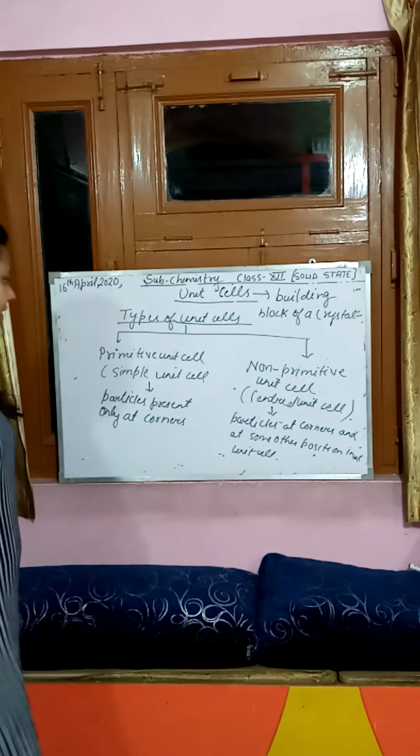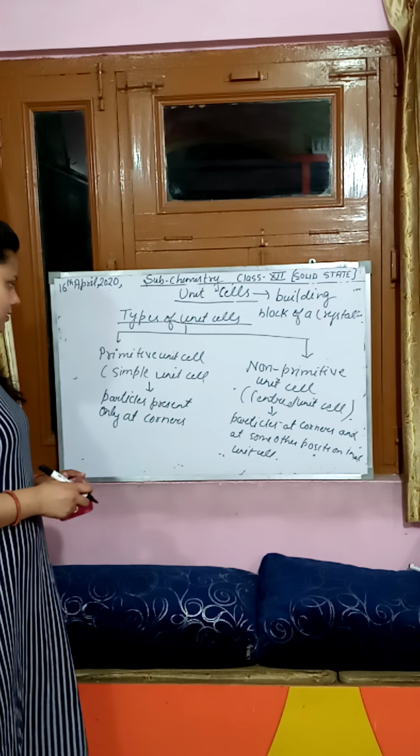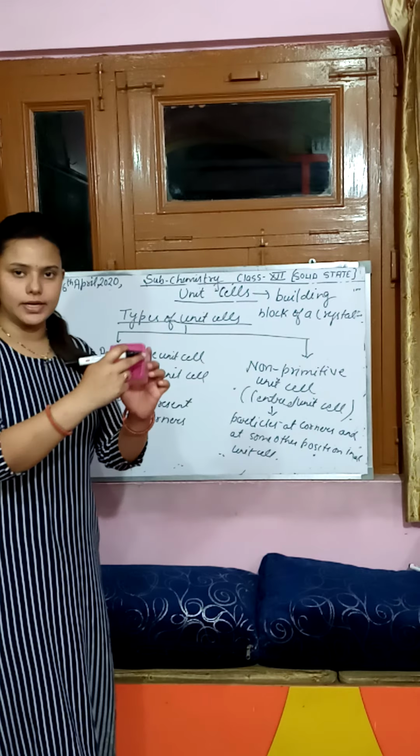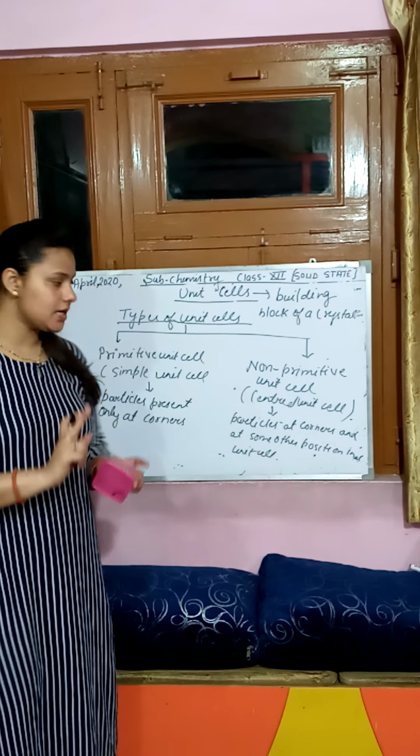So these are non-primitive and primitive unit cell. I hope it is clear to you. इसमें तो हमें कुछ पढ़ना ही नहीं है. Simple unit cell means simple corners. Atoms or particles are present in the corner.